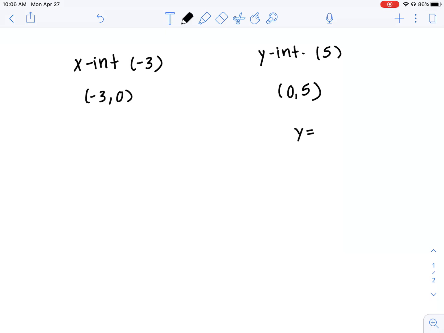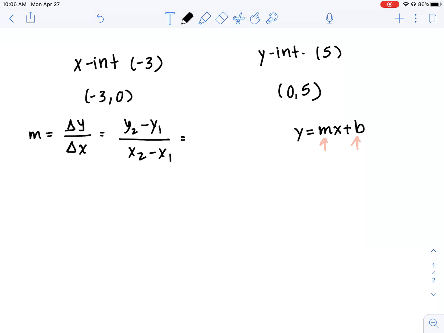We know from y-intercept form y equals mx plus b, where m is the slope and b is the y-intercept. So let's start to solve for m, our slope value. We know that m is rise, which is a difference in y, over run, a difference in x, which can be written as y2 minus y1 over x2 minus x1. Let's use our y-intercept coordinates as our y2 and x2 and our x-intercept as y1 and x1. That's going to be 5 minus 0 over 0 minus -3, which is 0 plus 3, leaving us with 5 over 3 as our slope.